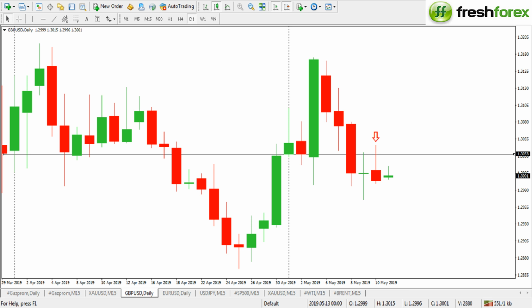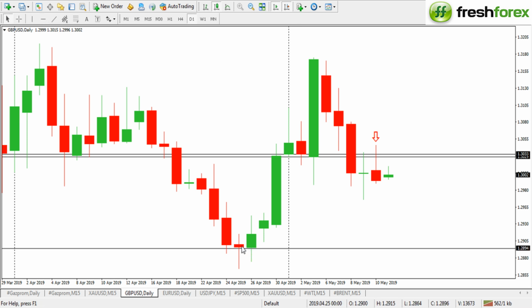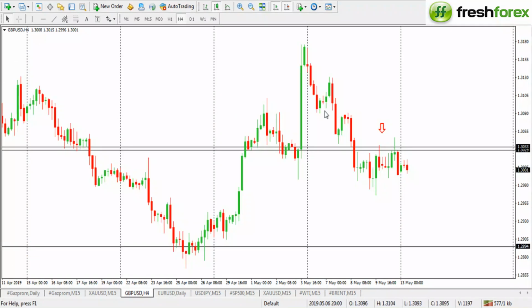Price has to get back up to this level. Price needs to come back up to somewhere around 1.3029. Then we'll pick a sell from this point. We expect that sell to push price even lower, up to this level. So based on the pin bar we saw on Friday, we want price to pull back up, let it come up to this level, pick a sell from this point down to around 1.2894.